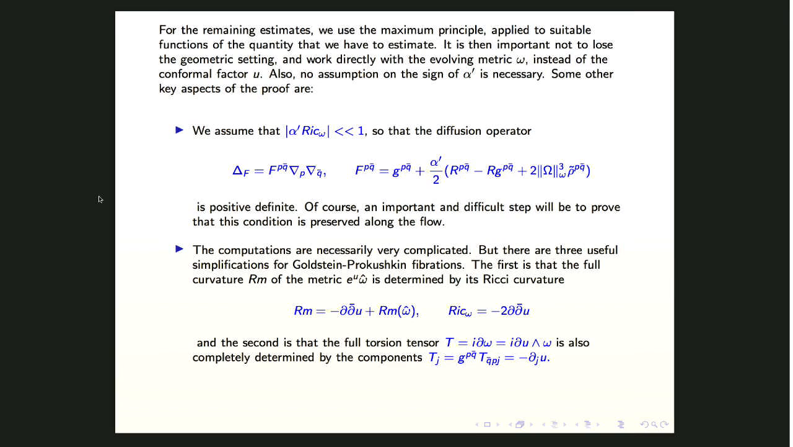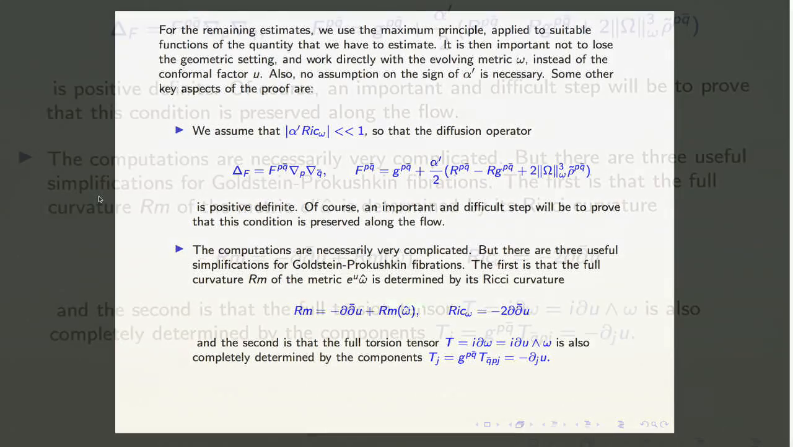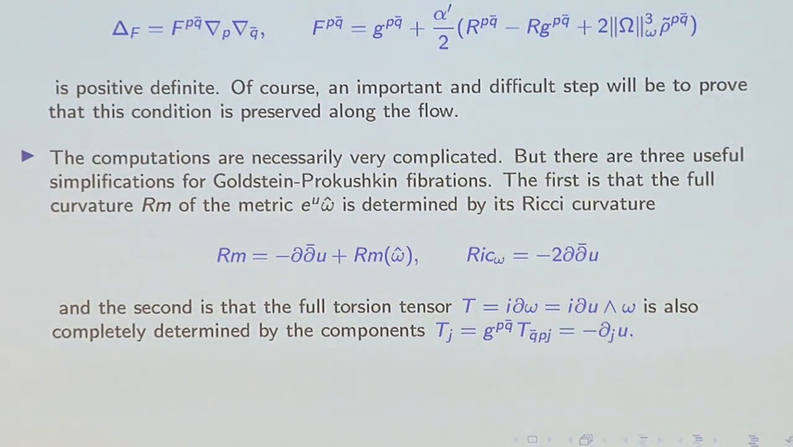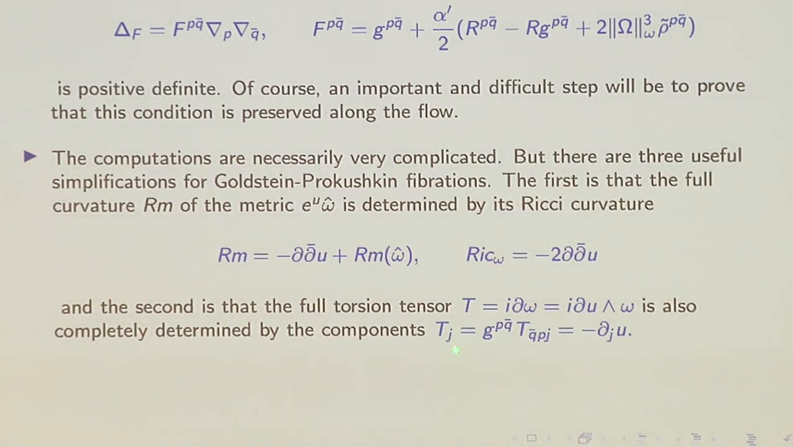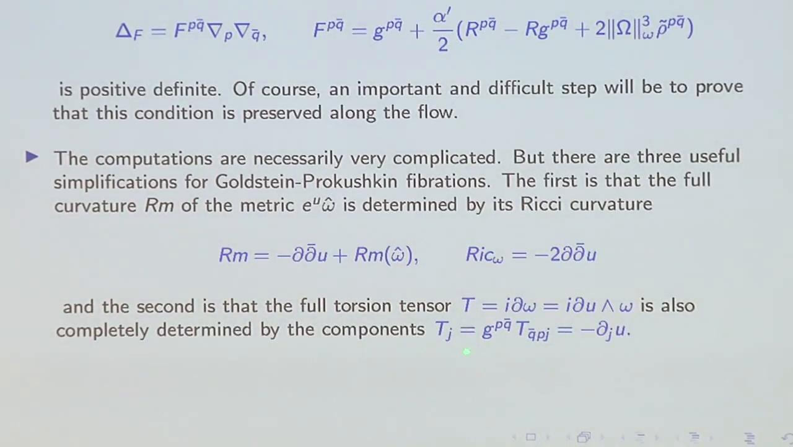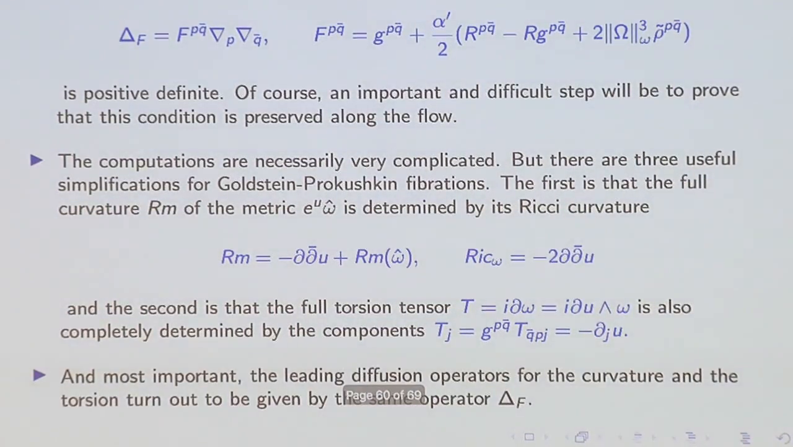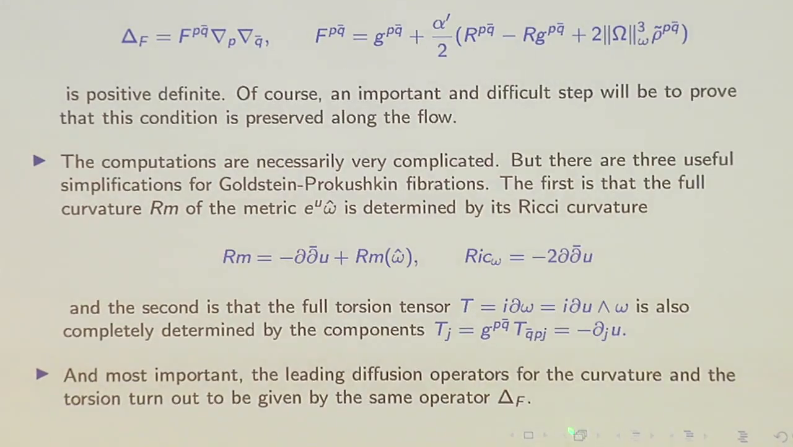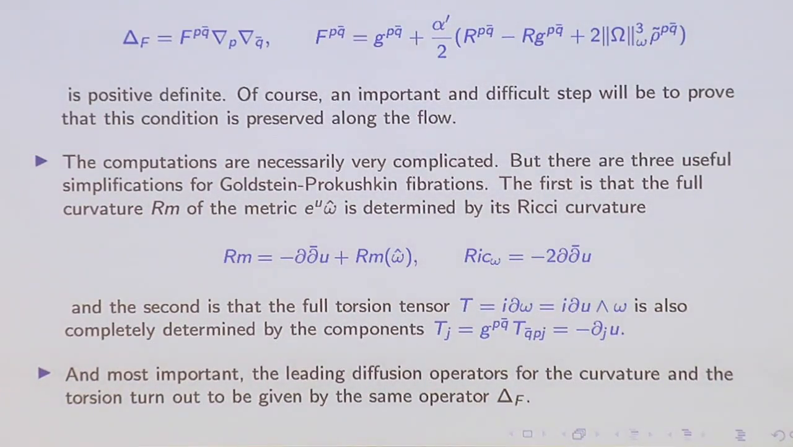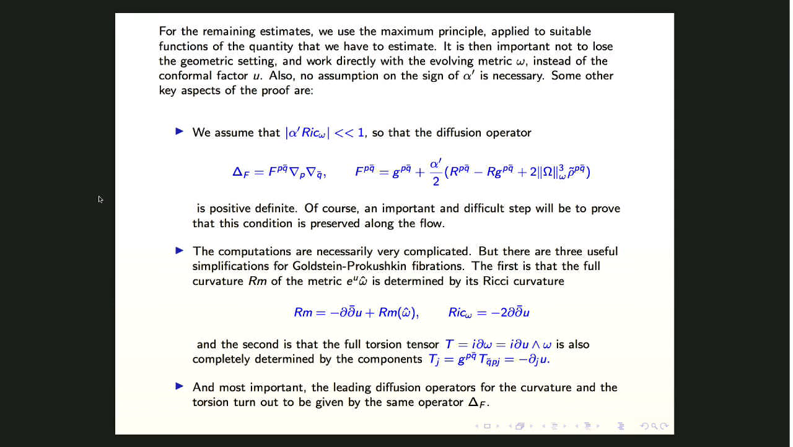Now, the next thing, this is a mere technicality, but perhaps to be fair, I should say why is this Goldstein-Prokushkin case much easier? It's because in this case, it suffices to know the dd bar u to know the full Riemannian curvature, and you don't need to know the full torsion tensor, but only a contraction, because the full torsion one comes already from the contraction. So that makes it easier, and the nicest thing is that it turns out that the diffusion for both curvatures and torsions are the same. So that facilitates a lot the application of the maximum principle.